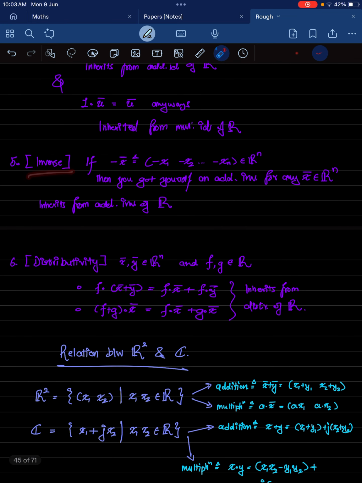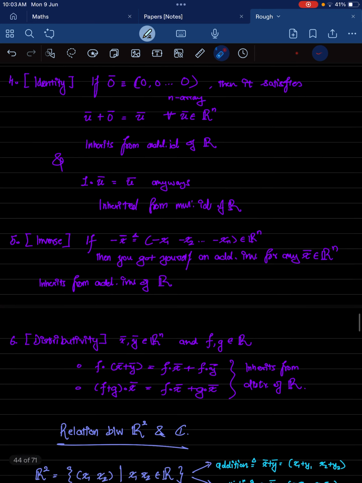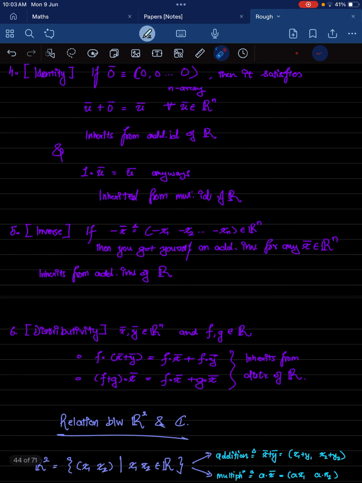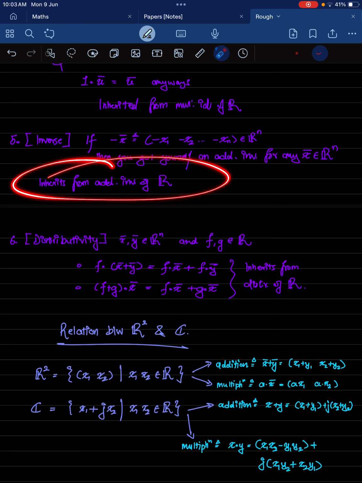Now inverse, there is only one inverse in the case of vector spaces, and that is the additive inverse. So minus x, if you define it as the negative of x1, negative of x2, negative of xn all the way till there, then notice that if you add this to x, then it will result in the 0 vector. Okay, so you have constructed an additive inverse as well. That's also simple. This also inherits from the additive inverse from the real numbers.